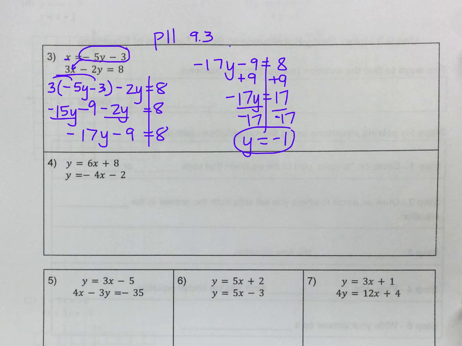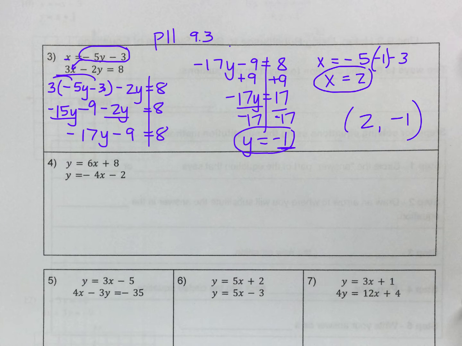Now I take that, I'm going to rewrite the first part. X equals negative 5y minus 3. I'm going to erase my y, and instead I'm going to put in this negative 1. Negative 5 times negative 1 is 5 minus 3, which means x equals 2. Then I take that information and write it as a coordinate. Yay! All right, this one's kind of tricky because I could actually circle either part.